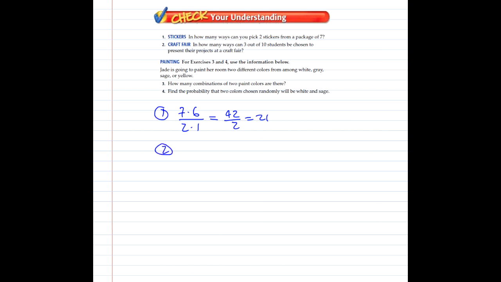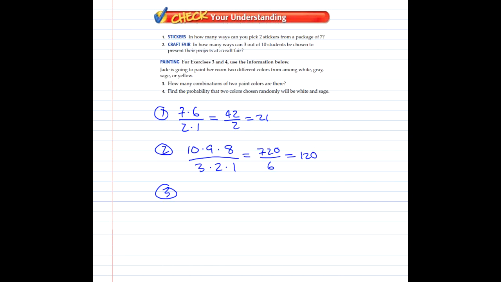Number 2, in how many ways can 3 out of 10 students be chosen to present their projects at a science fair? Well, we have 10 ways to pick the first person, 9 ways to pick the second person, 8 ways to pick the third person. That's how many people we're picking. 3 ways to arrange the first person, 2 ways to arrange the second person, 1 way to arrange the third person. We get 720 over 6, which gives us 120 ways we can pick 3 people out of 10 to present their projects at the science fair.